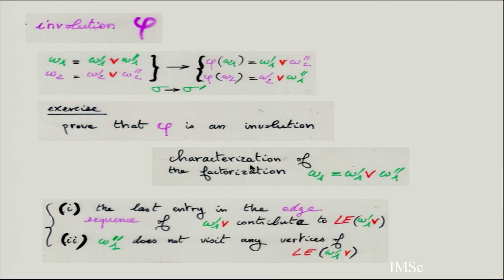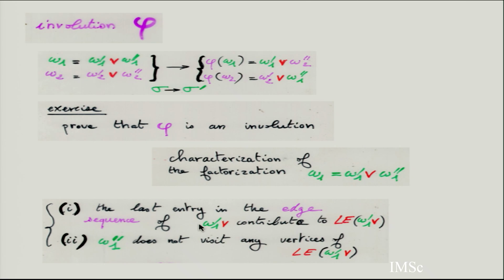In fact, the characterization of V is given by conditions 1 and 2. The characterization of where I cut the green path: it's the last entry in the edge sequence which contributes to this, and the second part of where I cut the green path does not visit any vertex of this. So it's technical, but these two conditions are a characterization of where I cut the green path.